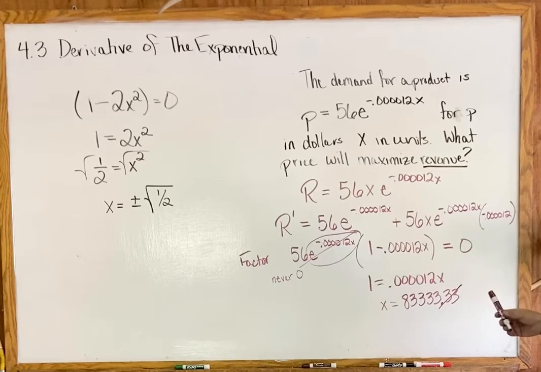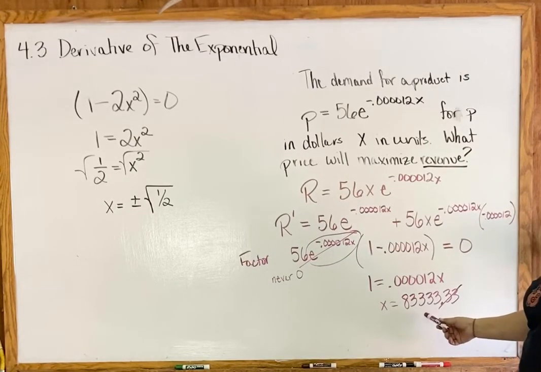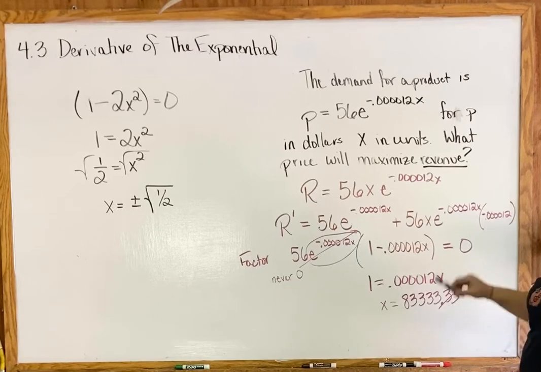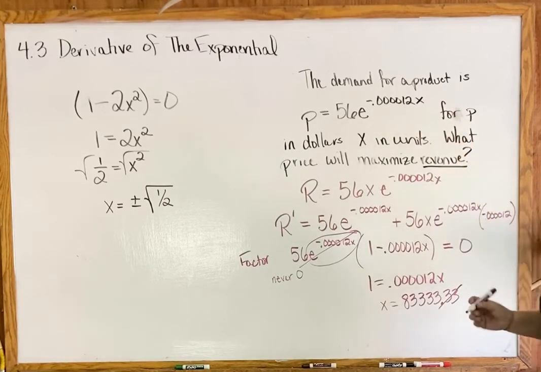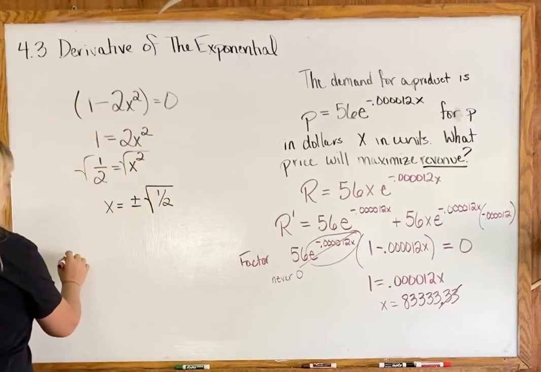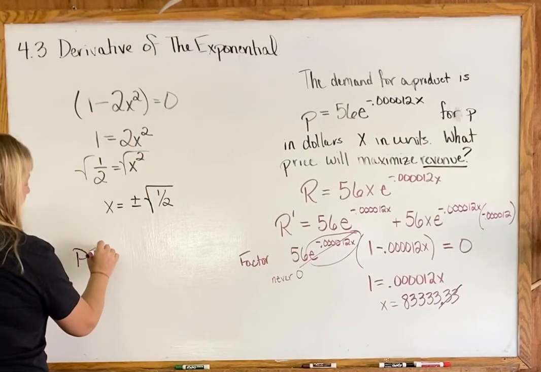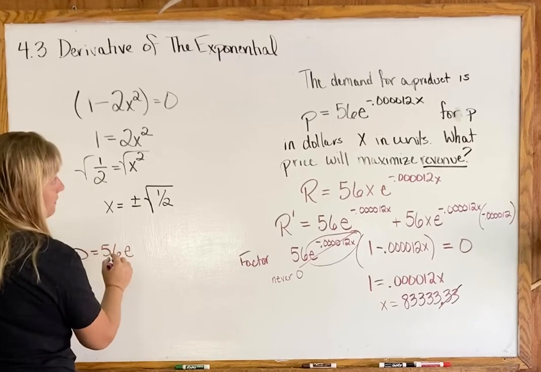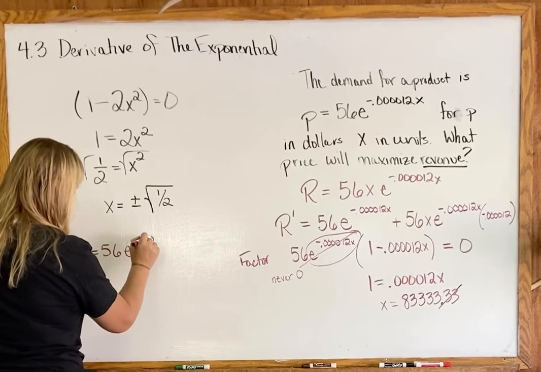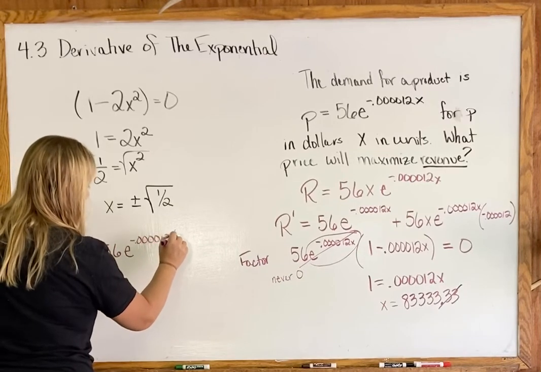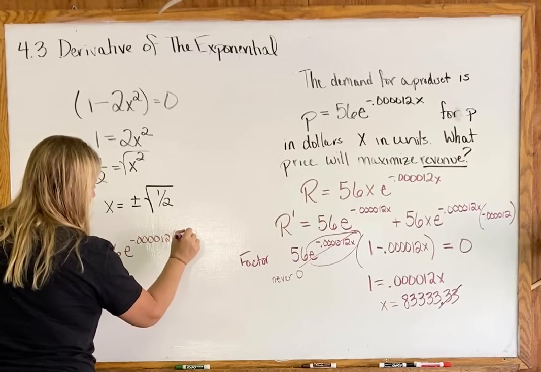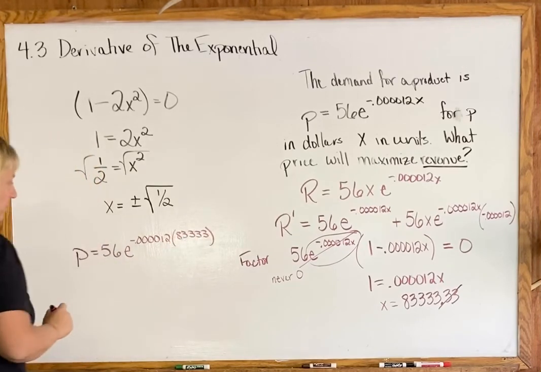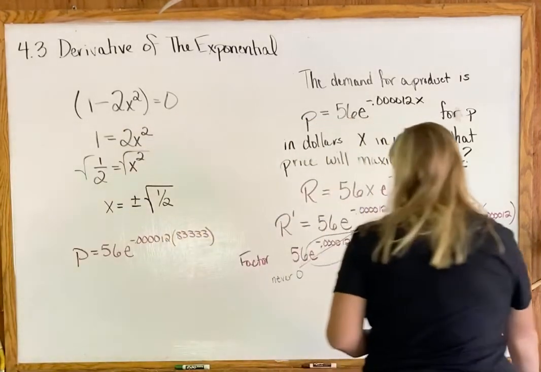83,333. But now remember, we've done all this hard work, and yes, it's paid off, but what did they ask us to find? Not the number of units, they wanted to know what price they should ask. So where are we going to take this 83,333? However many threes. We got to go back to the original function, right? The demand function. So we're going to say that P will equal 56 e to the negative 0.000012 times 83,333. So back to the calculator.